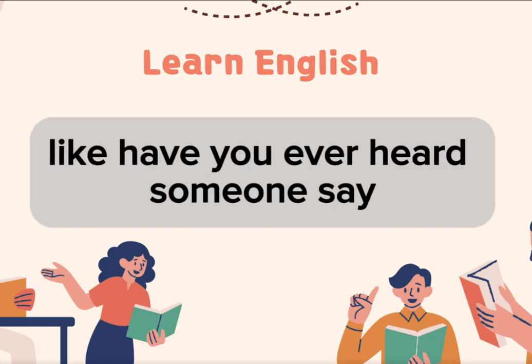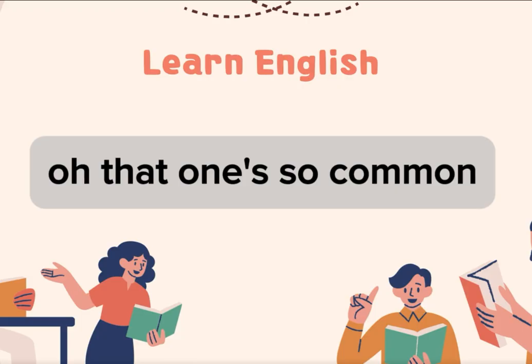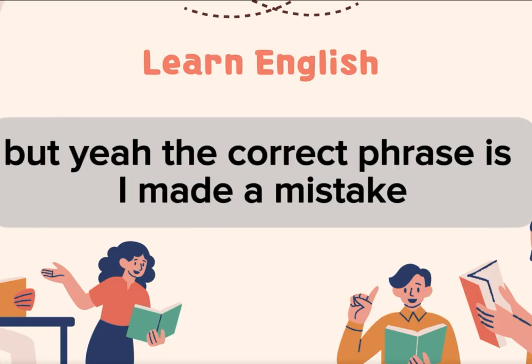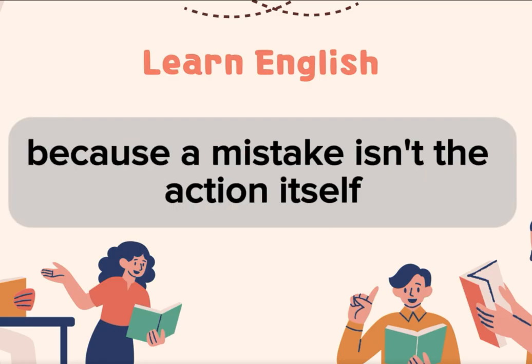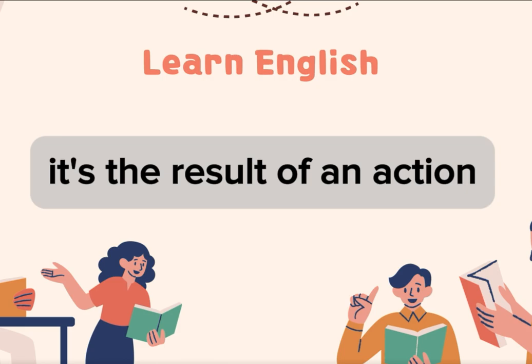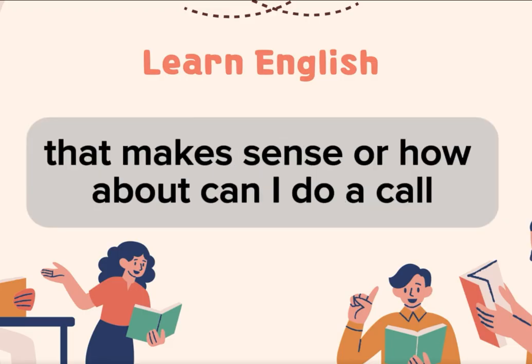Like, have you ever heard someone say, I did a mistake? Or maybe even said it. Oh, that one's so common. But yeah, the correct phrase is, I made a mistake. Why is that again? Because a mistake isn't the action itself, it's the result of an action. It's something you kind of create, unfortunately. Okay, that makes sense.